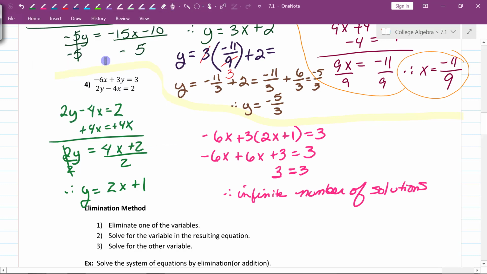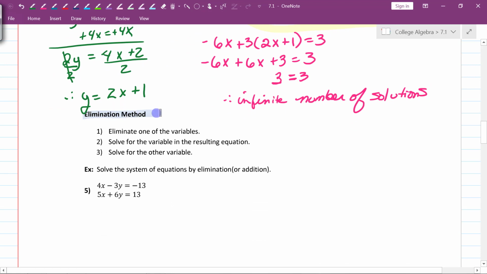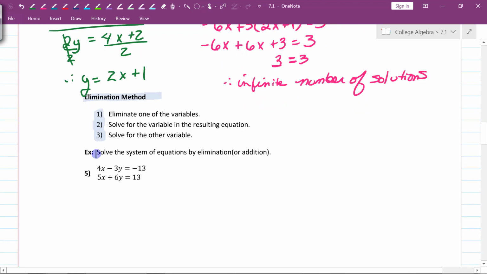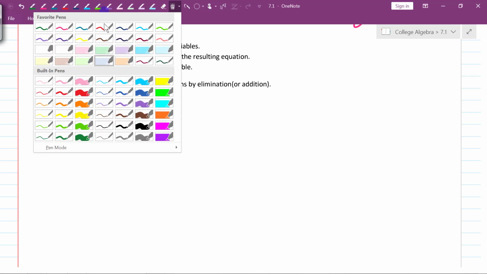Okay. Now, our next method is called the elimination method. The elimination method, or the addition method: step 1 is you eliminate one of the variables. Step 2, solve for the variable in the resulting equation, because you're going to have one equation, one variable. Step 3, solve for the other variable by substituting back in what you solved for the first variable. So here we go. Let's practice this with example 5.